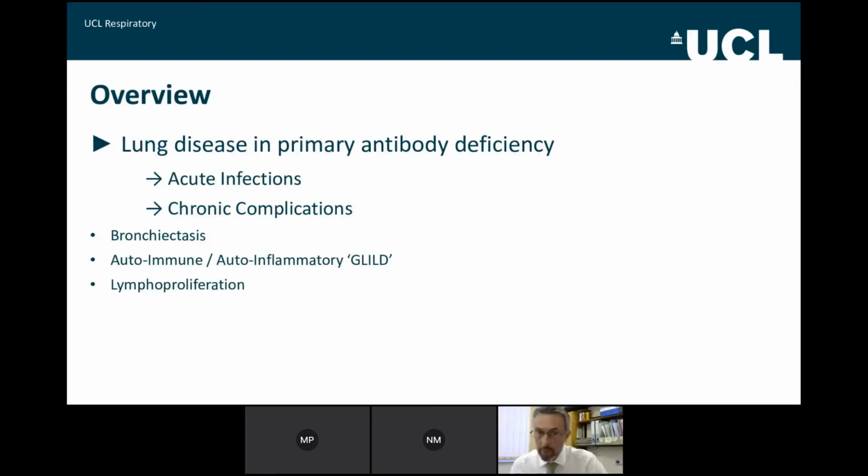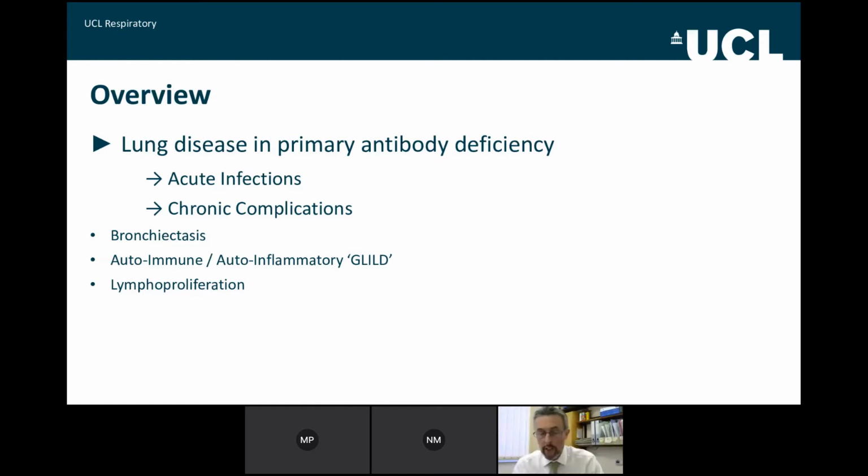What I am going to cover is lung disease in primary antibody deficiency, and there are really two areas that we need to speak about. One of those is acute infections, and they're really important, as I'll show you, but the evidence base for the treatment of those is more limited. So we're going to spend most of this webinar talking about the chronic complications within the lung in people living with primary antibody deficiency.